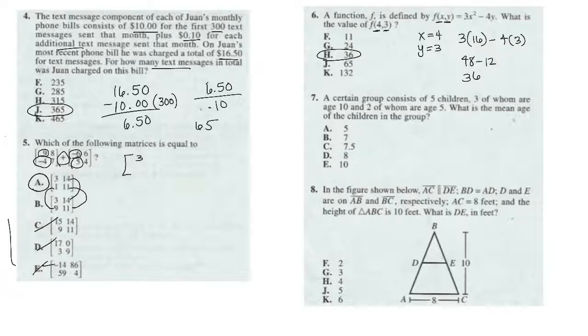Okay, so for number 7, we are going to have a group of 5 children, 3 of whom are of age 10 and 2 that are age 5. And we're looking for the mean age of the children. So let's count them all up. We had 3 that are at age 10 and 2 that are age 5. So that's going to give us 40, and we are going to divide that by 5 to get the average or the mean. So that looks like that's going to be 8.